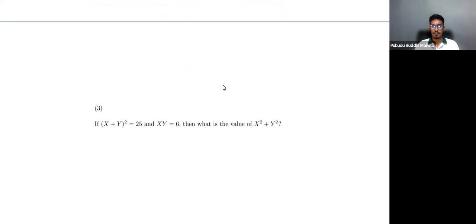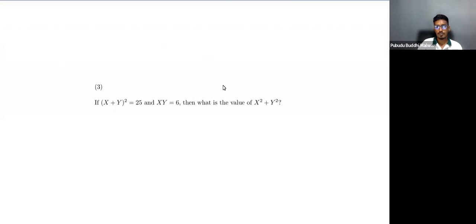Then this problem. Again, I think now there is a difference. For this problem, now we need x squared plus y squared. Here we have x plus y squared and xy. The question that you should ask yourself is, what's the connection between these 3 quantities?